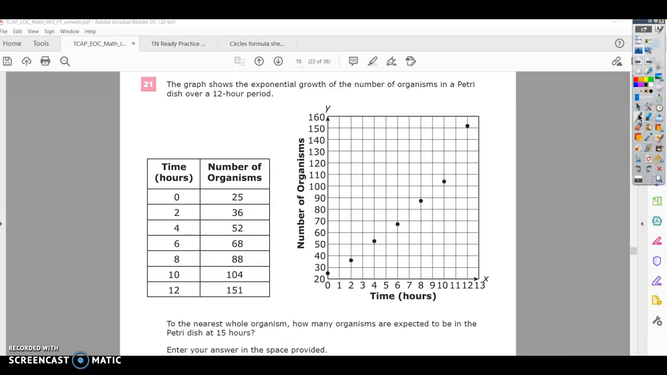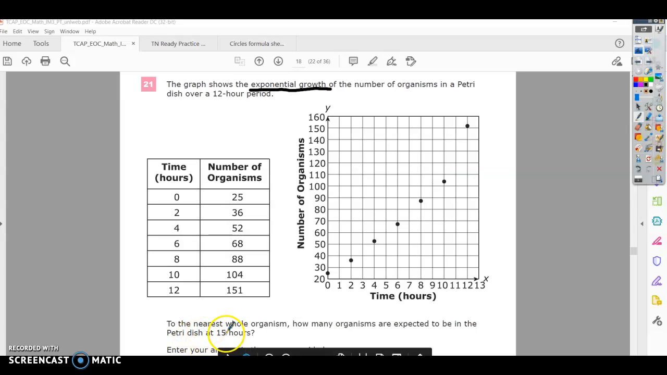Number 21 of EOC Practice Test, Math 3. The graph shows the exponential growth of the number of organisms in a Petri dish over a 12-hour period. The table gives you the time and the number of organisms, and then you can look at the graph and see those plotted. So you can see that that is exponential growth. It is growing exponentially, plus it tells you it's exponential growth.